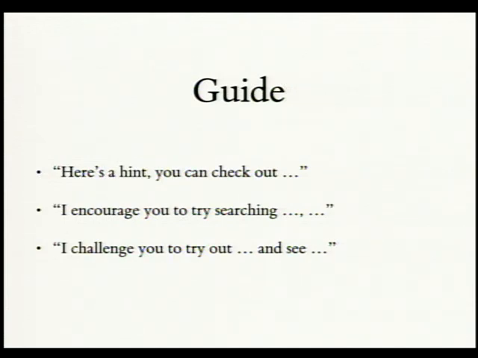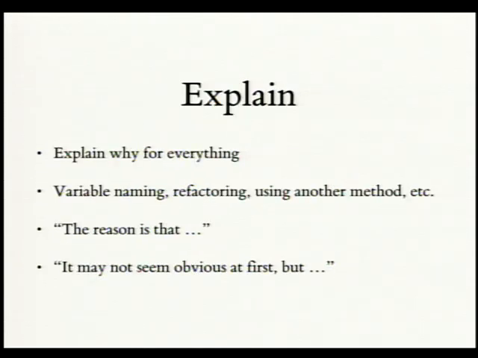And so that is something that is particularly specific to educational code reviews. Explain. You really have to explain why for everything. After you actually corrected something that the student is doing wrong, or doing improperly, violating the convention, or anything like that, explain why. There's a reason behind every single thing.